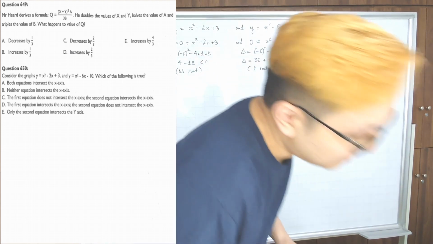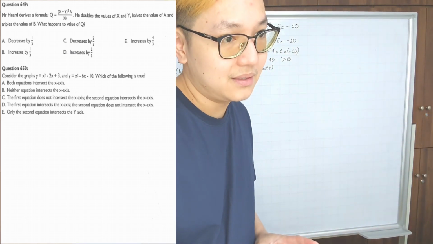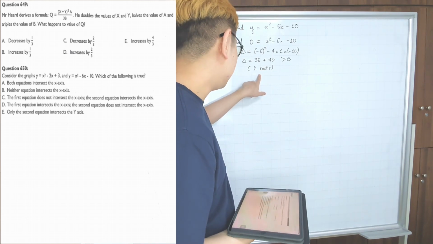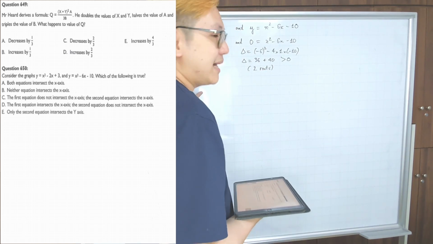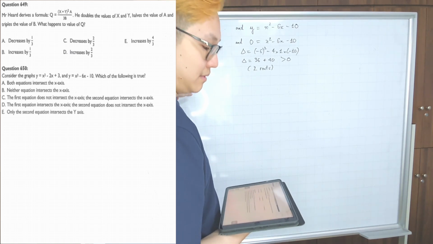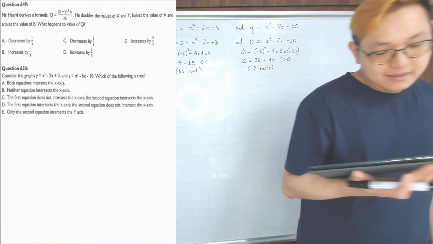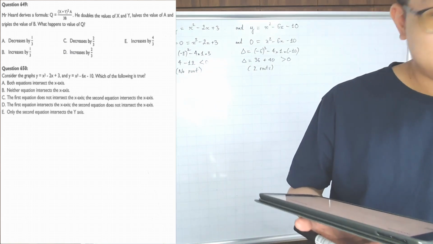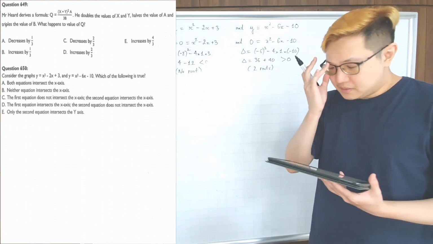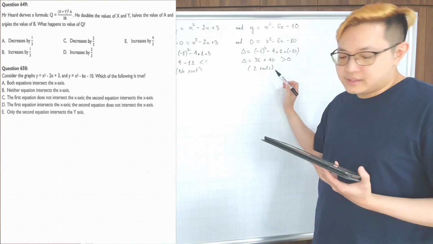isn't it? But answer A is say both equations intersect at y-axis, which is wrong, right? Because only one of them intersect. Chỉ có một cái nó cắt ở hai điểm thôi, còn cái này nó không cắt. This doesn't intersect at all. So A is wrong. B, neither equation intersect the y-axis, which is also wrong because you know that one of them intersect. Mình biết được là có một cái nó sẽ intersect, một cái nó sẽ cắt, cho nên câu B sai nốt luôn.